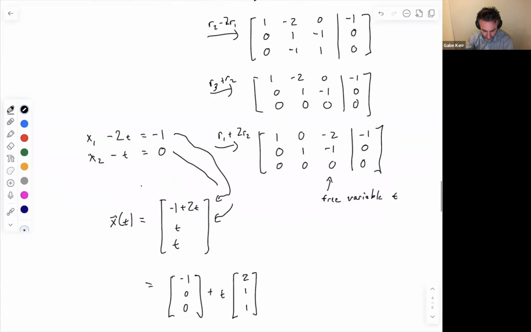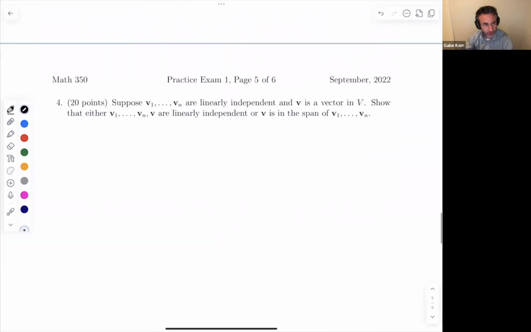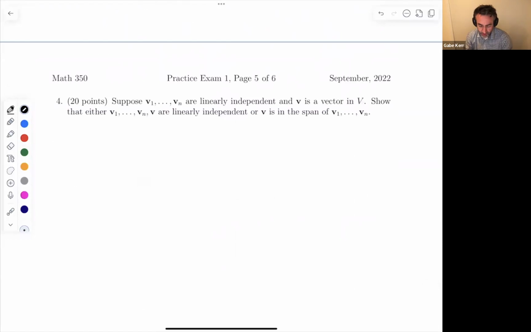So was this the one you asked about, Bowden? 4? Okay. Yeah, 4 is sort of the abstract one. All right. So I gave you a linearly independent collection of vectors, and then I gave you an additional one. So this is some linearly independent set, and then I have one additional one, V. And I want you to say that one of two things happens. Either we get a linearly independent set by adding on this additional vector, or it's in the span.